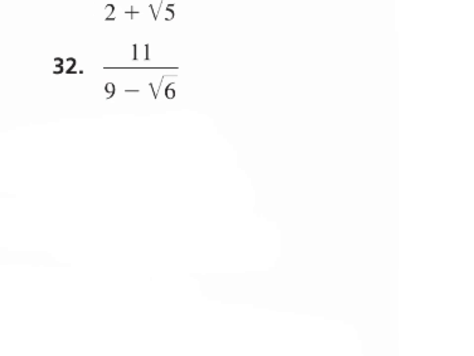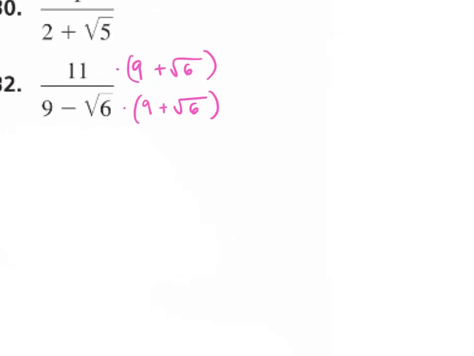So we have 11 over 9 minus square root 6. How can we get rid of that radical in the denominator? Awesome. Multiply by the conjugate, so we're multiplying this by 9 plus square root 6. And what we do on the bottom, we have to do to the top. So do you want to work with the bottom first or the top? Let's do the top. Just get the easy part out of the way.